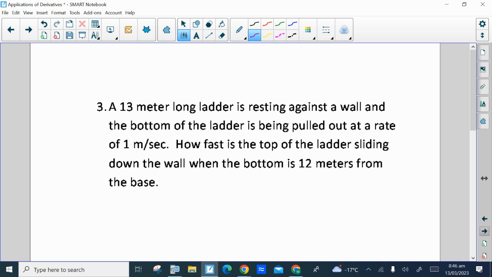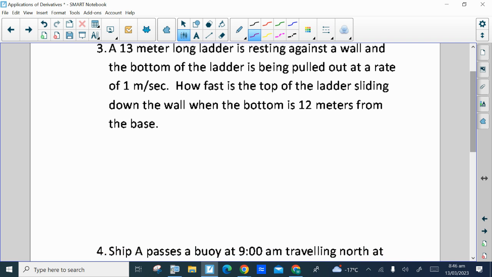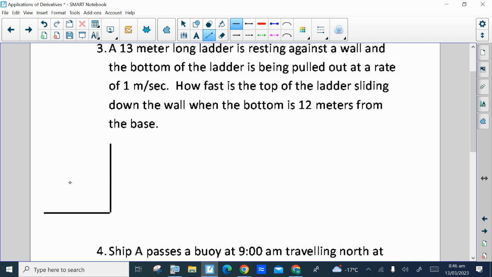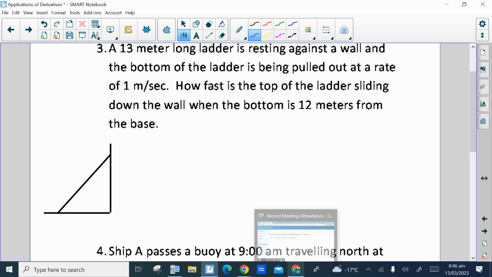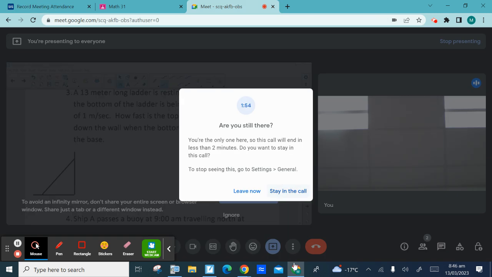Number 3 says a 13-meter long ladder is resting against a wall, and the bottom of the ladder is being pulled out at a rate of 1 meter per second. How fast is the top of the ladder sliding down the wall at the moment when the bottom is 12 meters from the base? So for this one, let's draw a bit of a diagram. We've got a ladder leaning against a wall. So the hypotenuse of that triangle represents the ladder leaning against the wall.